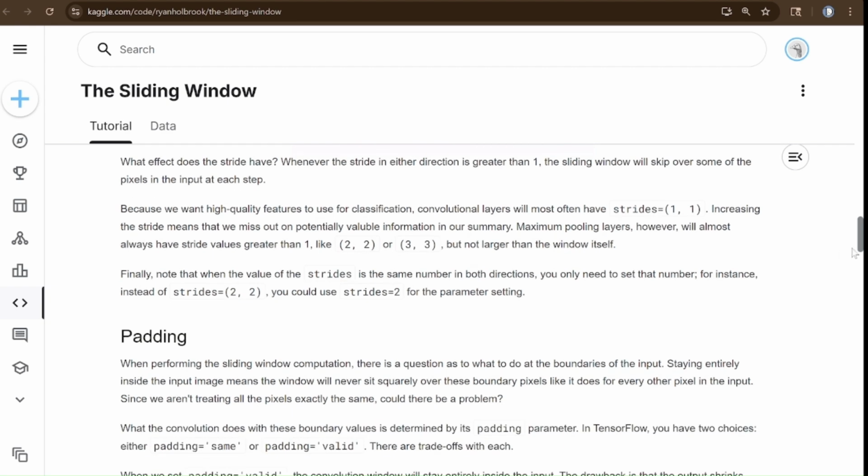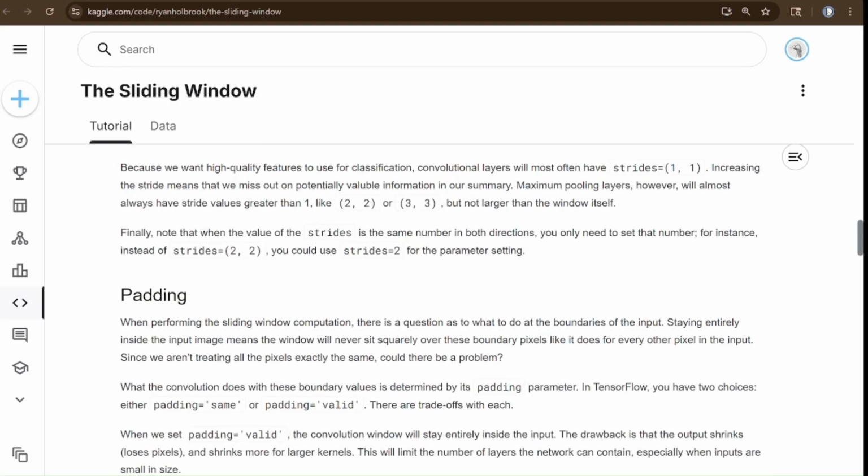Okay, that's a parameter. Increasing the stride means we miss out on potentially valuable information because you are skipping something, so you are missing something. Maximum pooling layers, however, will almost always have strides value greater than 1 because in maximum pooling layer the concept is very different. You are taking the maximum one, so it's better that if you take 2 by 2 or 3 by 3, okay, but not larger than the window itself.